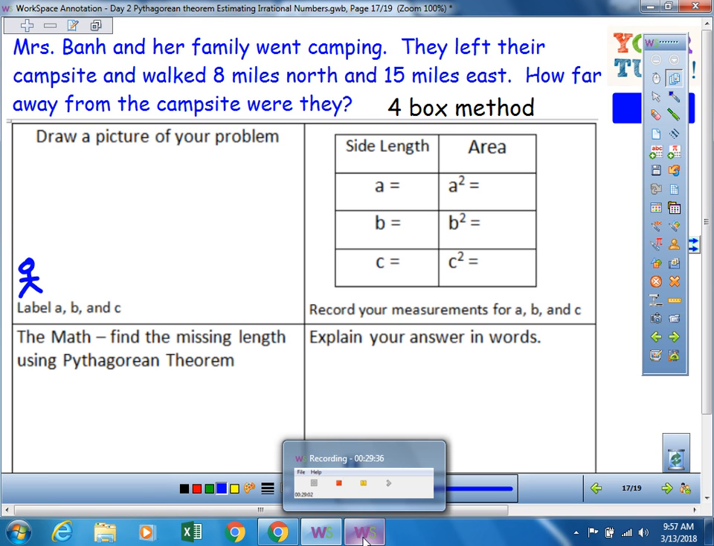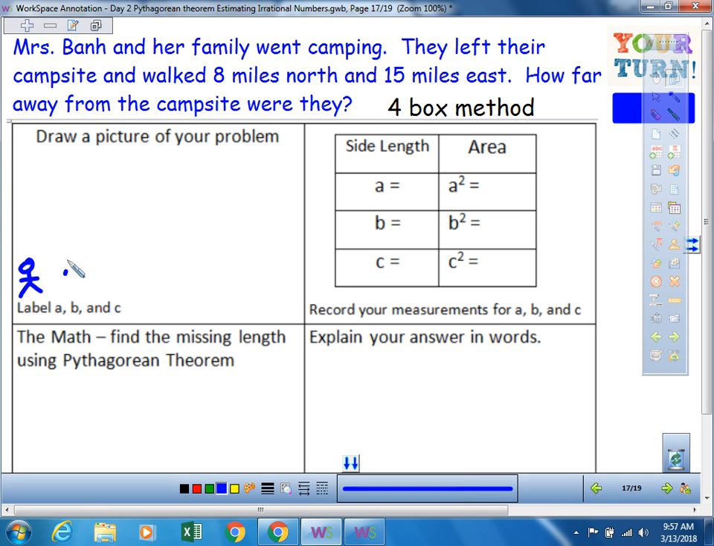Quiet, please. Okay, Ms. Bond went camping with her family, and they left the campsite. They went 8 miles north and 15 miles east. And then you would find that diagonal.